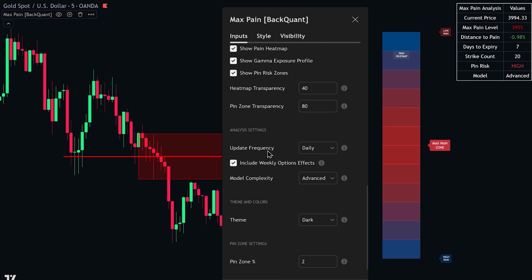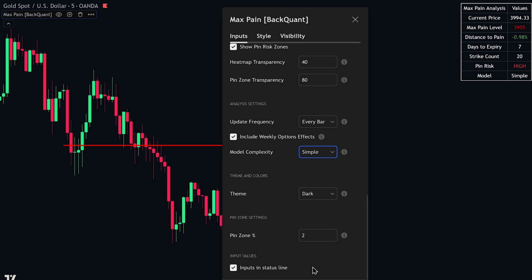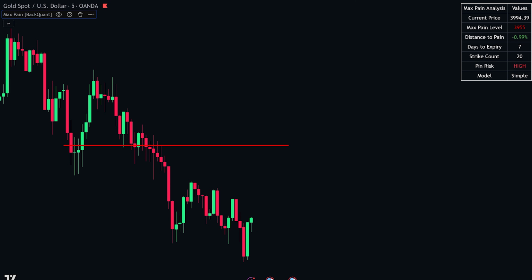Alright, let's take a quick look at the settings for the Options Max Pain Calculator by BackQuant. Under Analysis Settings, set Update Frequency to every bar. Then for the model complexity, keep on Simple. That way, you will have a cleaner chart. That's really all you need to adjust. Once you've made your changes, just click OK, and the settings will apply directly to your chart.